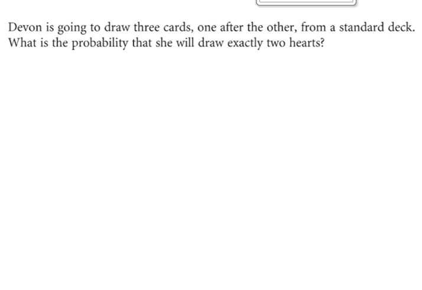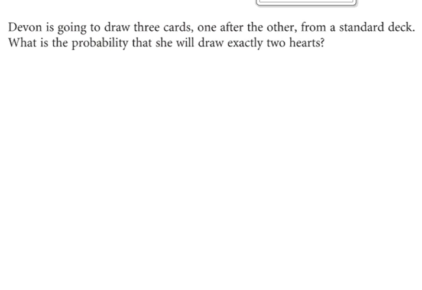So this is the example that we're going to work through. It says, Devin is going to draw 3 cards, one after the other, from a standard deck. What is the probability that she will draw exactly 2 hearts? Okay, so we're going to set up this situation with a tree diagram.